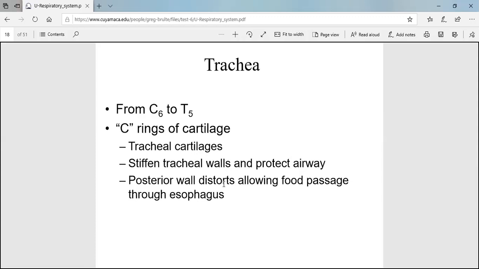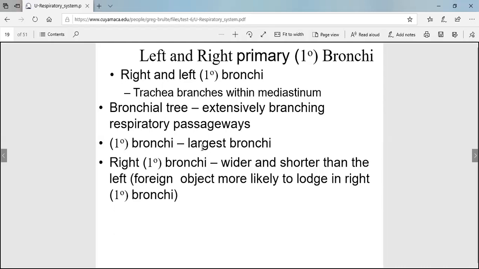But thank goodness you have muscle there instead of cartilage, because it can distort and facilitate that passage of the food down the esophagus, so it can kind of push on that trachealis and work its way down.